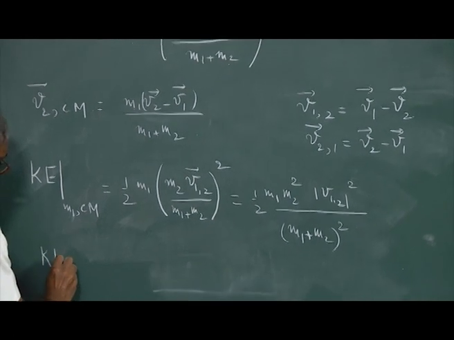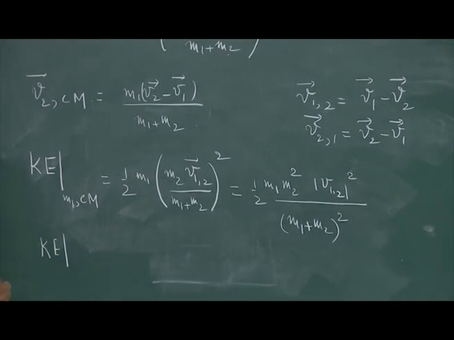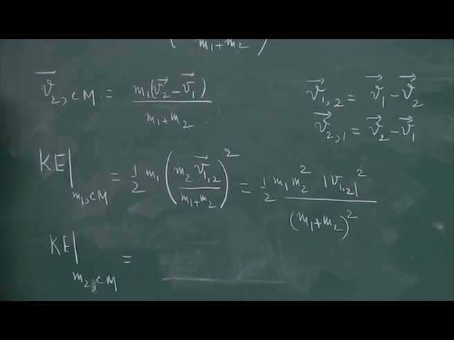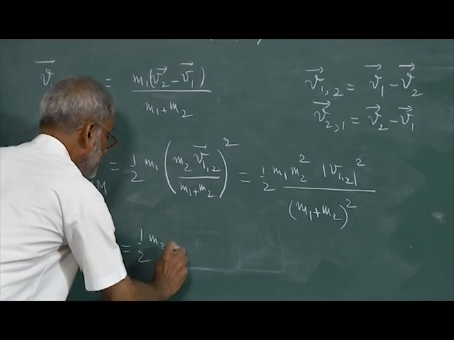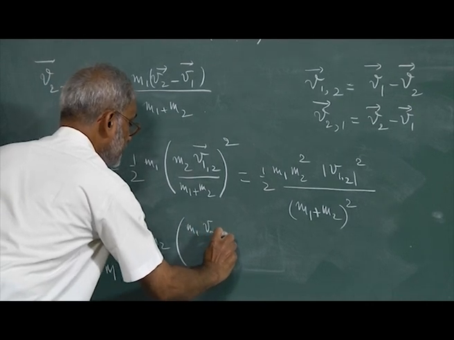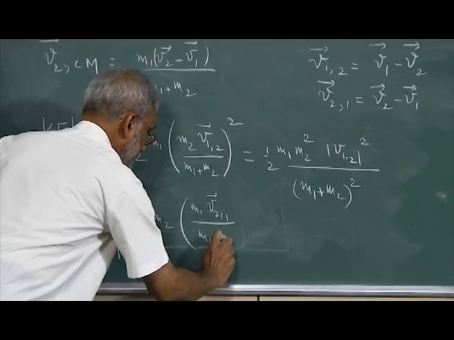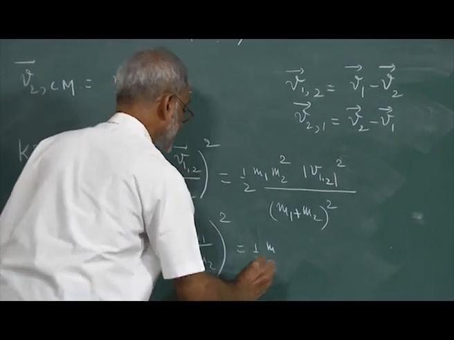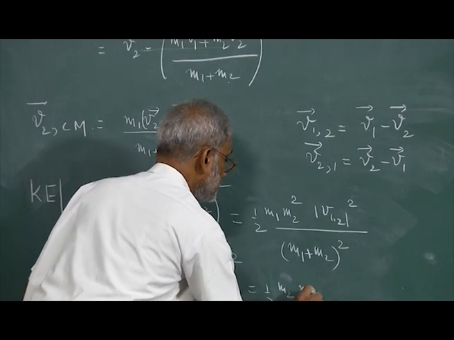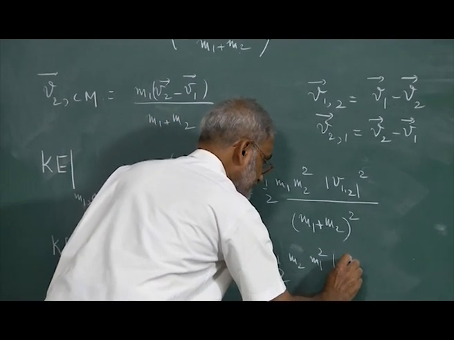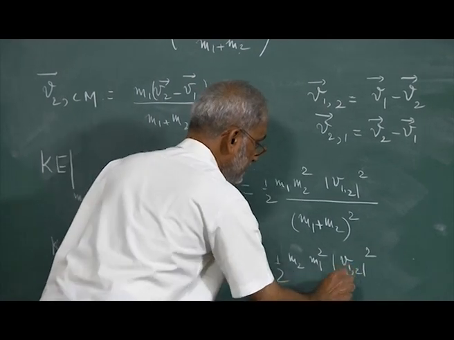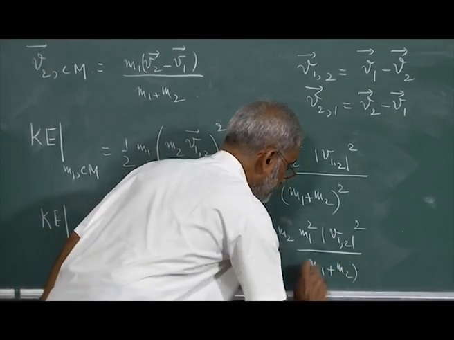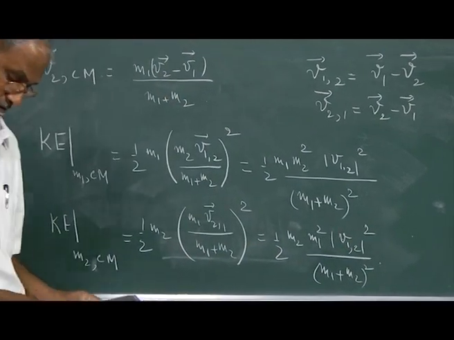Similarly, I can calculate the kinetic energy of the second mass relative to the center of mass. This is half of m2 m1 V21 by m1 plus m2 the whole squared. This would be half of m2, sorry, m2 m1 squared. Since it is a magnitude, I can write whichever way I want, either V1,2 or V2,1, divided by m1 plus m2 the whole squared.